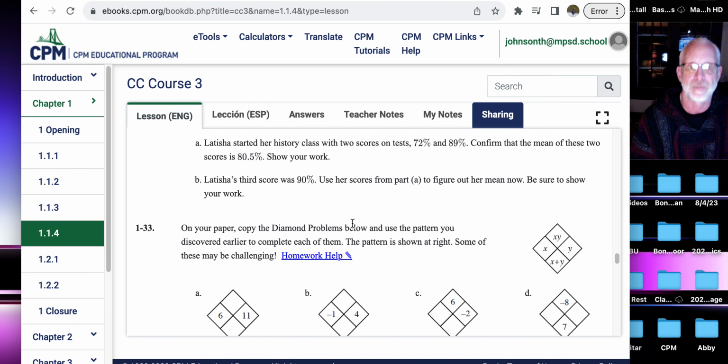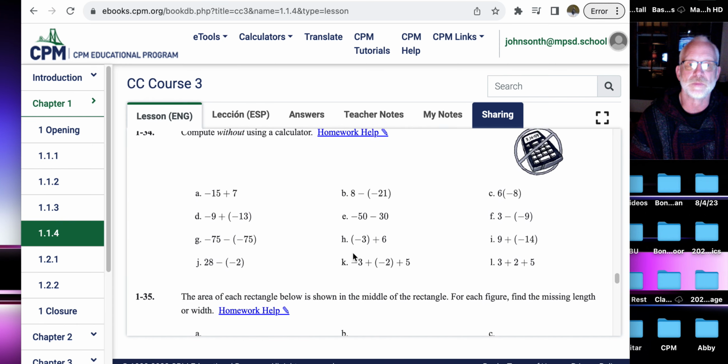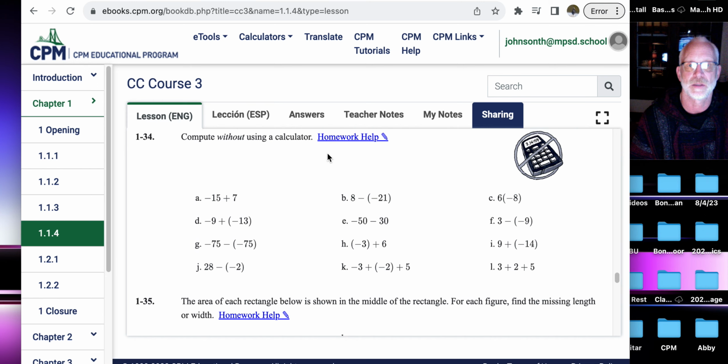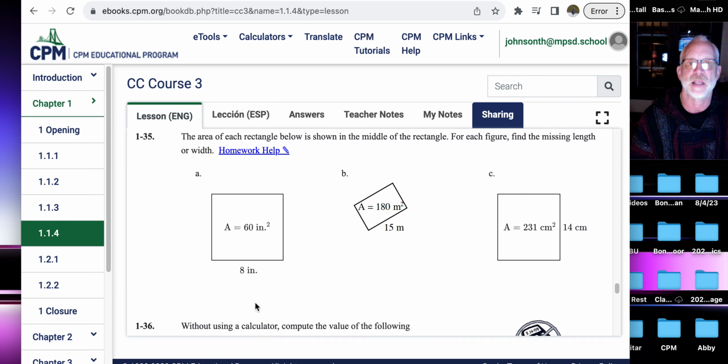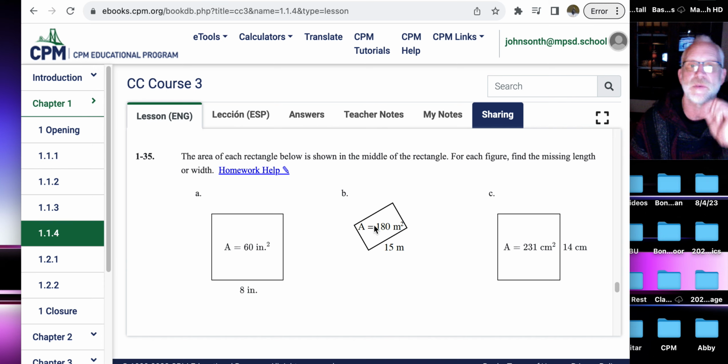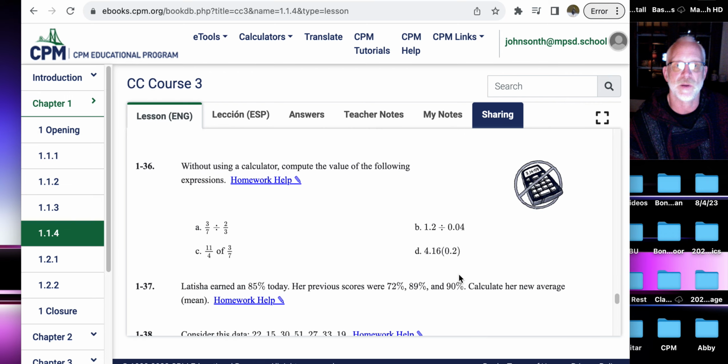Homework help is here. Diamond problems. Homework help. Compute without a calculator. Homework help. And then on this one, the area of a rectangle is shown below in the middle of the rectangle. For each figure, find the missing length. So something times something is 60 inches squared. 15 meters times something is 180 meters squared. And 14 centimeters times something is 231 centimeters squared.